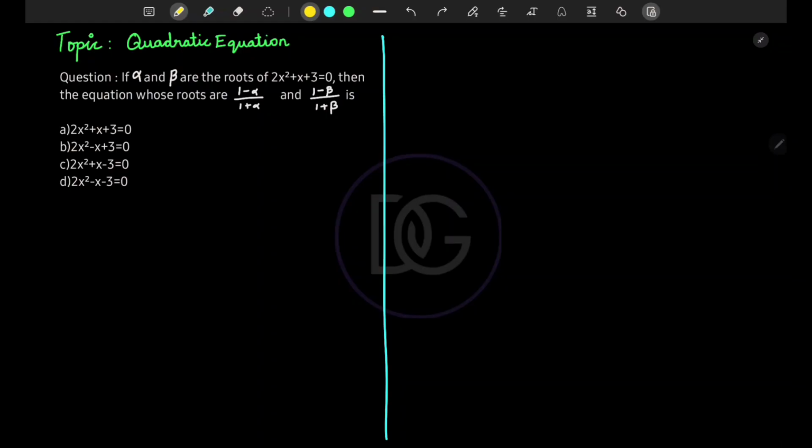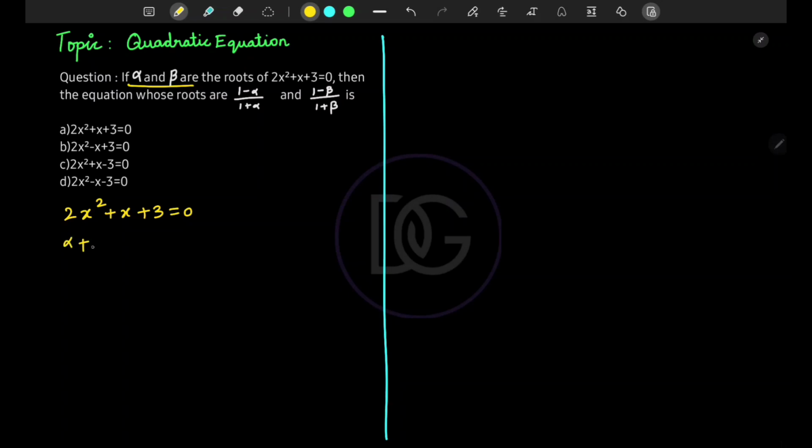Question: if alpha and beta are the roots of 2x square plus x plus 3 equal to 0, then the equation whose roots are (1 minus alpha) by (1 plus alpha) and (1 minus beta) by (1 plus beta) is. In this question, they have given one equation, that is 2x square plus x plus 3 equal to 0. For this equation, the roots will be alpha and beta.